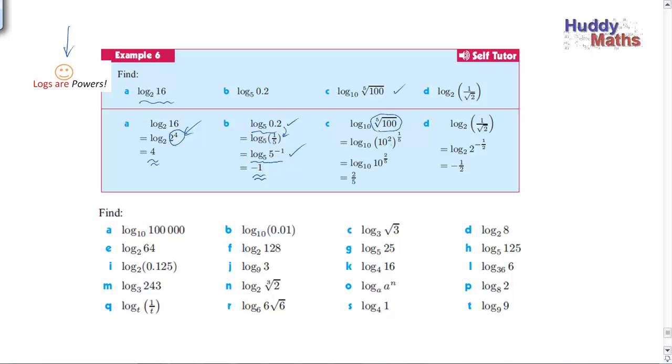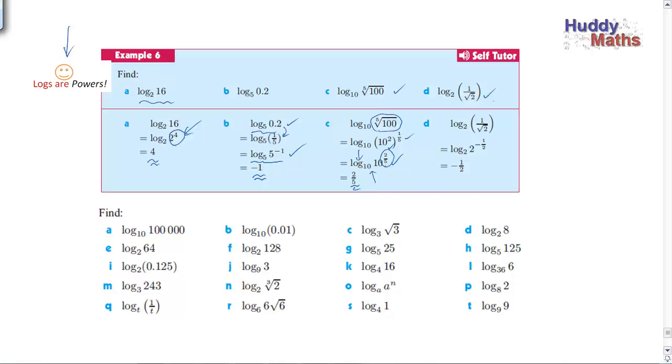Well, 100 is 10 squared. And 5th root is 1/5. So this is 10 to the 2/5. Now we can answer the question. Because remember, the log of a number is the power required of the base to get the number. So that's base 10. And we've been able to write it as a power of 10. So it's 2/5. Do you get it?